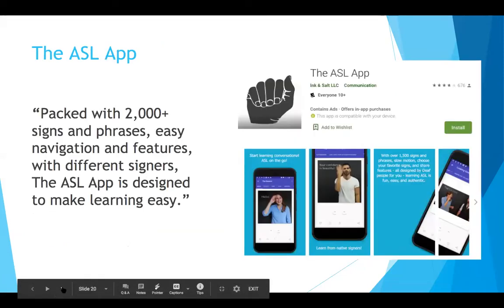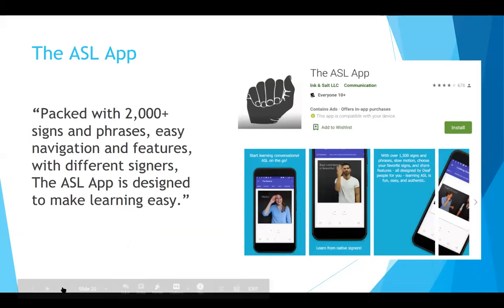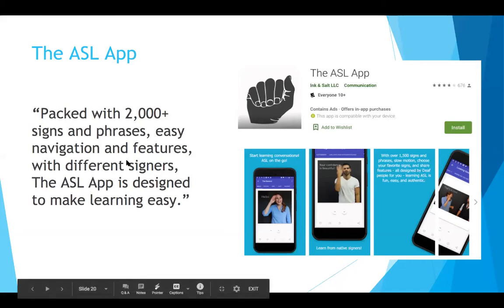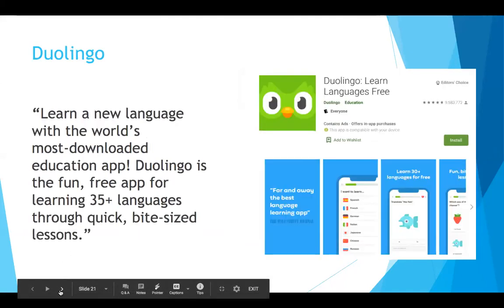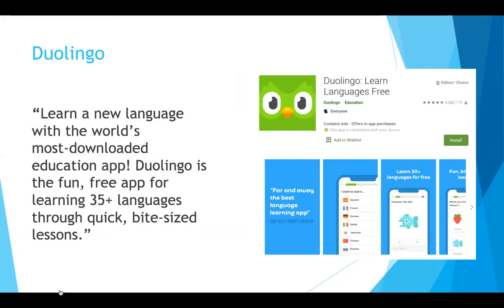So the first one we're going to go over is the ASL app. It has over 2,000 signs and phrases, and it makes it super easy to start out with American Sign Language. So if you're interested in learning, that's a great place to start. The ASL app.